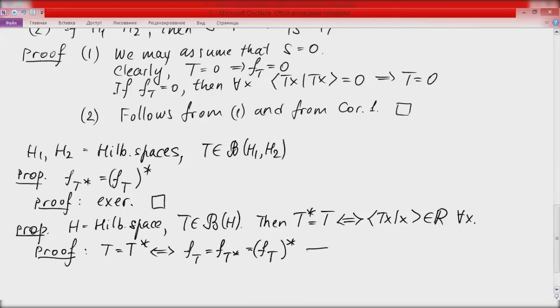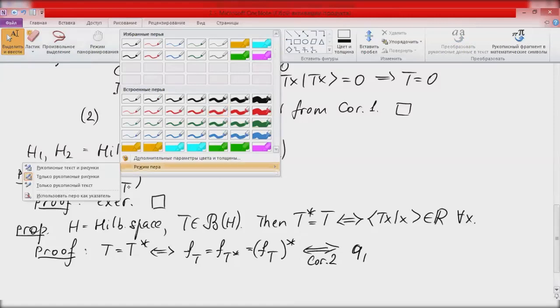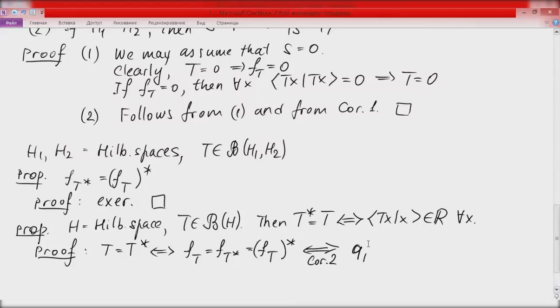But we already know, and this was, if I'm not mistaken, corollary 2, that a sesquilinear form is Hermitian if and only if the respective quadratic form is real. Qt is real. And this completes the proof. So an operator in Hilbert space is self-adjoint if and only if the corresponding quadratic form is real.